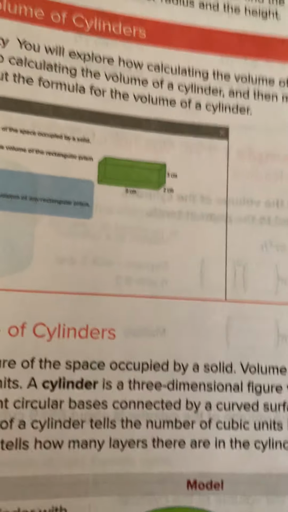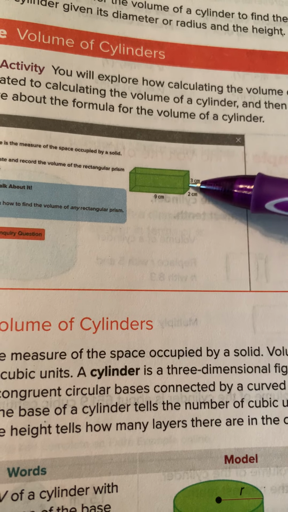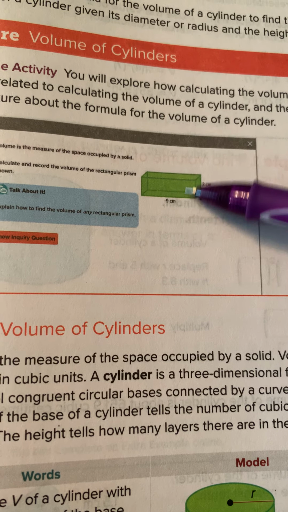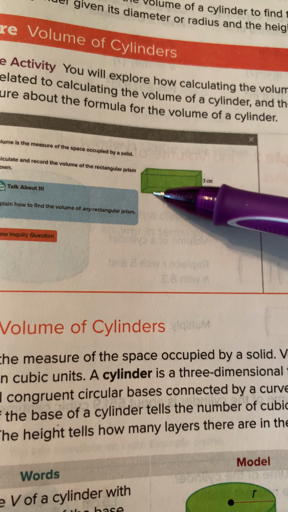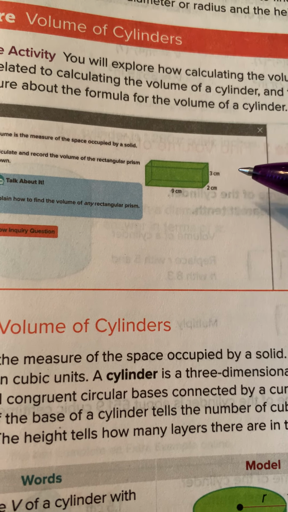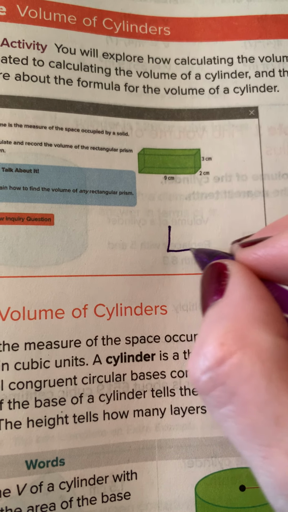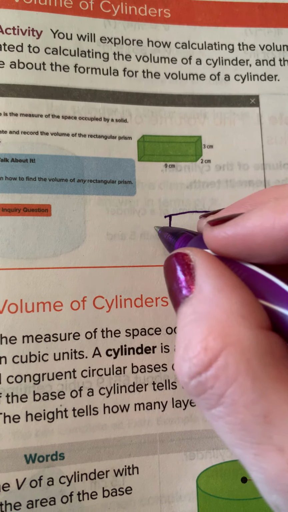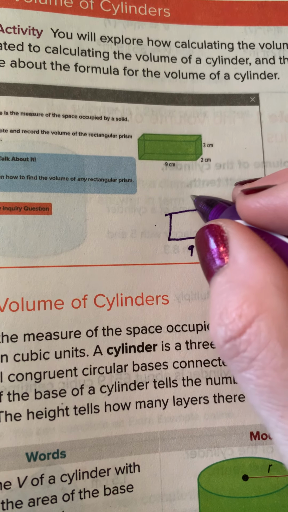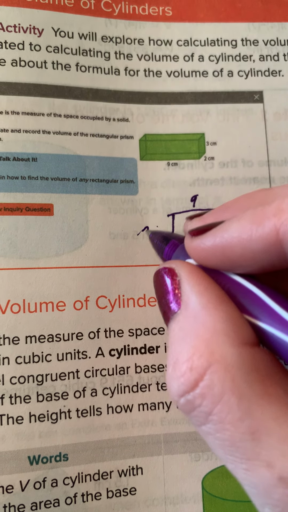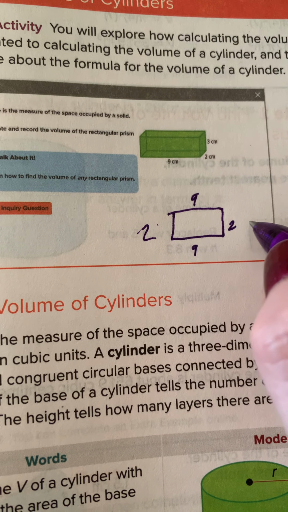Back here, you should all remember this. This started in elementary. How do you find the volume of this? Well, you go 9 times 2 times 3. That's how to fill it up. So perimeter would be all around, like 9 and 9 and 2 and 2, right? And you would add those up for perimeter.